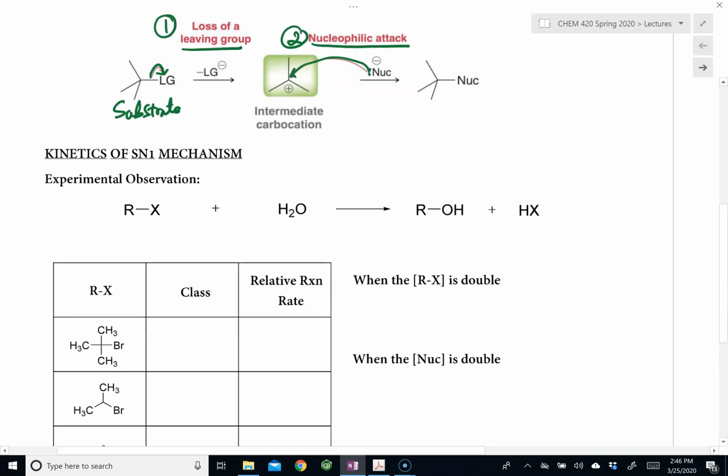So when we observe the kinetics of an SN1 reaction, this is what we observe. Here is our substrate, and our nucleophile is water. When we perform this reaction, the product becomes ROH and HX. In this case, the OH replaces the X, and the X is the leaving group.